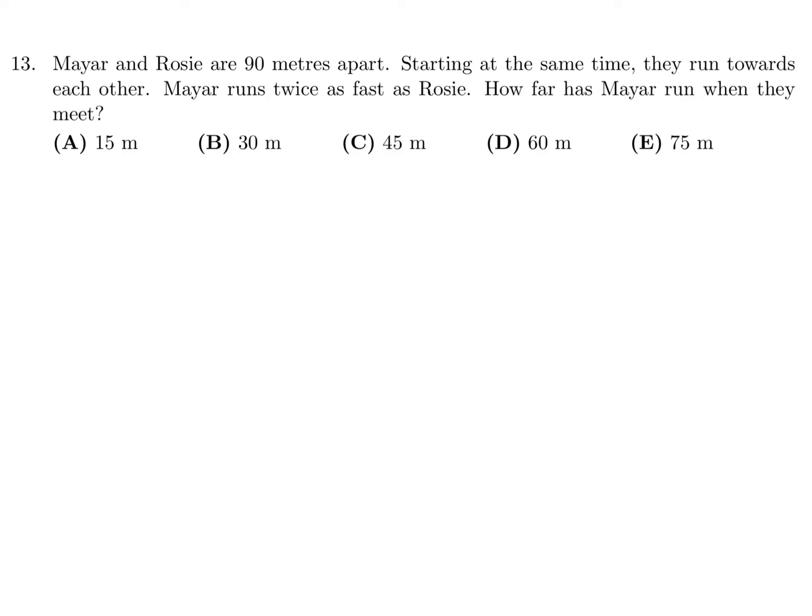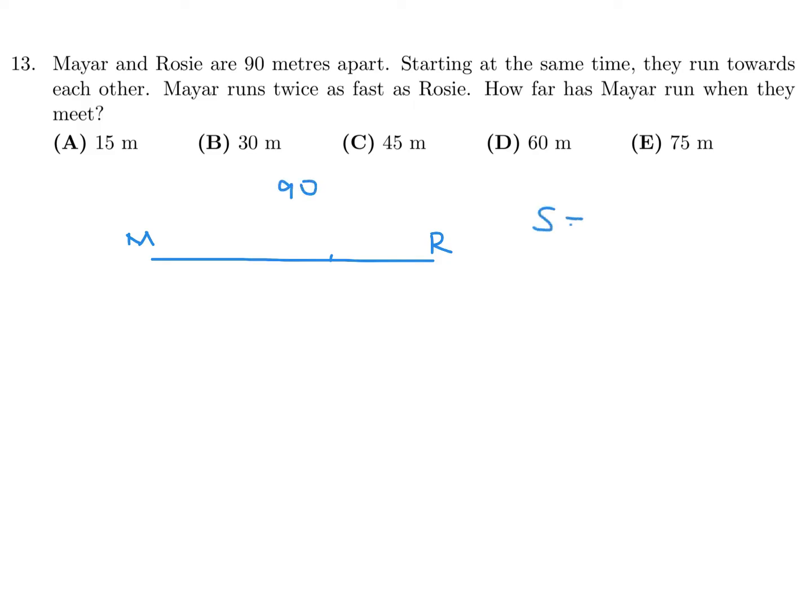Mayar and Rosie are 90 meters apart. Starting at the same time, they run toward each other. Mayar runs twice as fast as Rosie. How far has Mayar run when they meet? Okay, so here's Mayar, here's Rosie, and they meet somewhere here, right? So 90 is the distance between them.